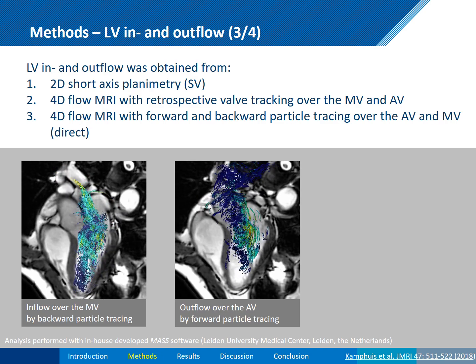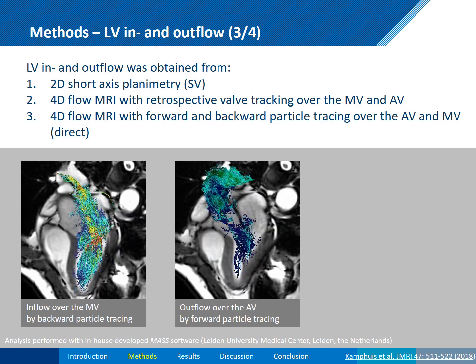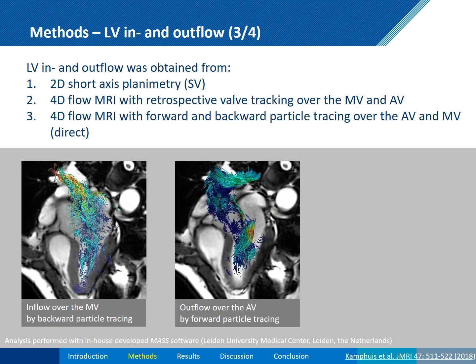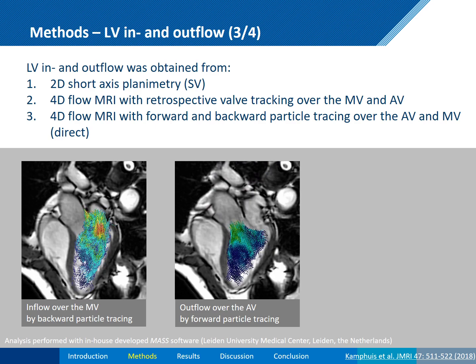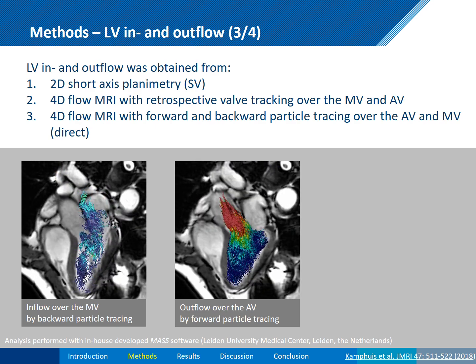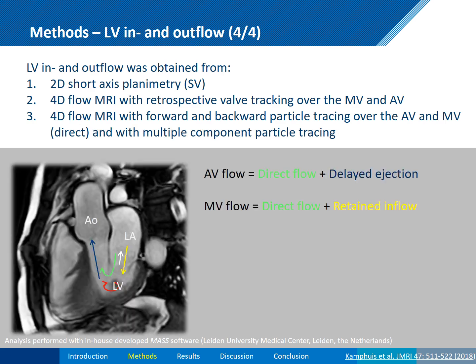Using particle tracing, left ventricular in- and outflow volumes can be calculated in two ways. The first method is by performing a direct calculation using forward tracing to calculate aortic flow and backward tracing to calculate mitral flow. The second method is by using the multi-component particle tracing evaluation and then summing direct flow and delayed ejection flow components to calculate the aortic flow volume and summing direct flow and retained inflow components to calculate mitral flow.